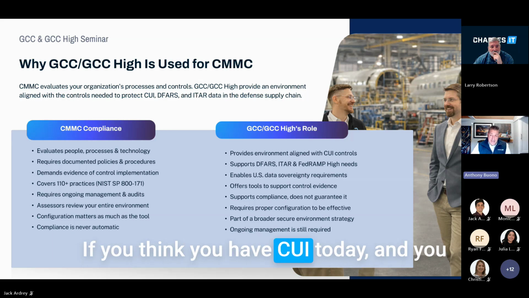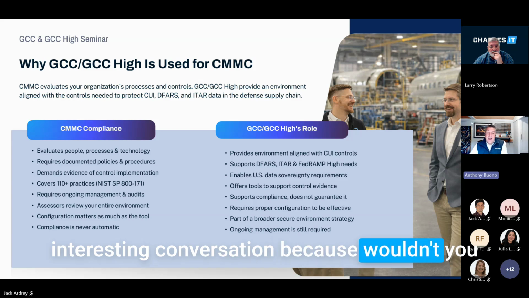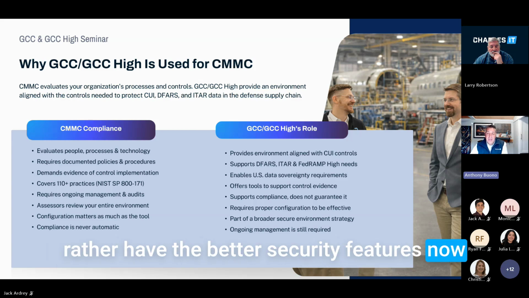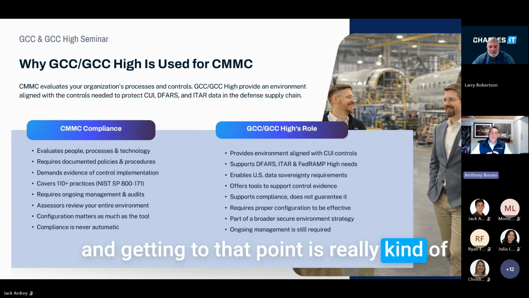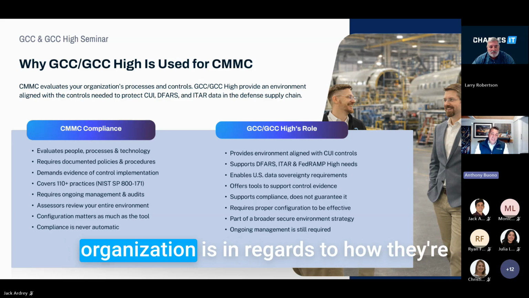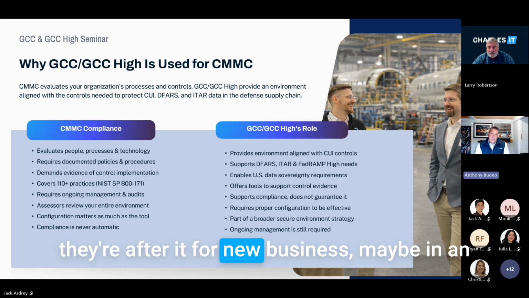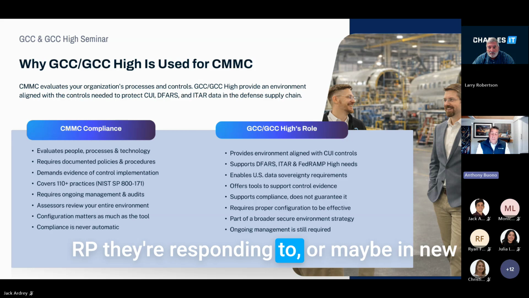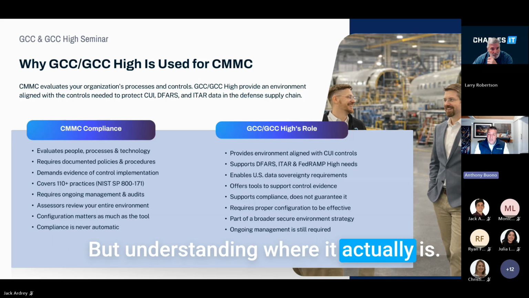If you think you have CUI today and you think you might be adding ITAR later, it's an interesting conversation, because wouldn't you rather have the better security features now instead of having to add them on later? Getting to that point is the conversation that needs to happen, of understanding the dynamics of where the organization is in regards to how they're obtaining their current contract status, where they're after it for new business, maybe in an RFP they're responding to, or maybe in a new business that they see coming in the future, but understanding where it actually is.